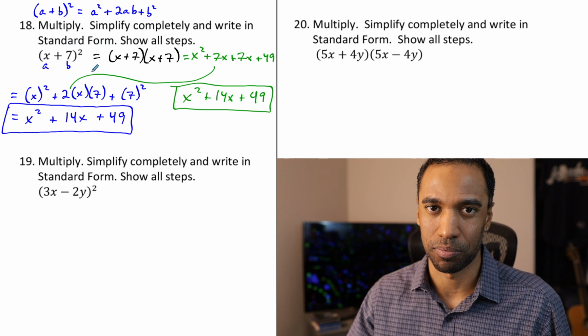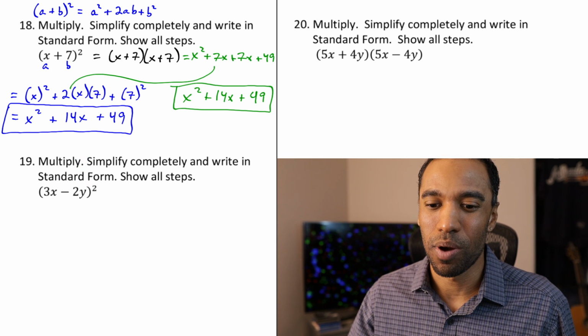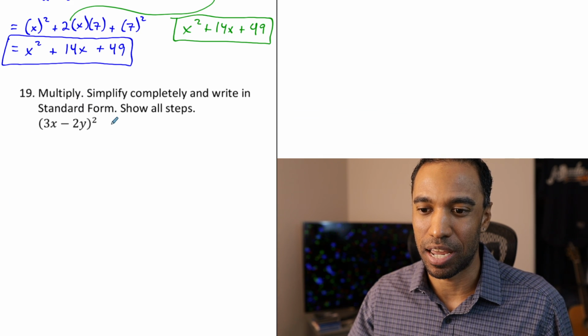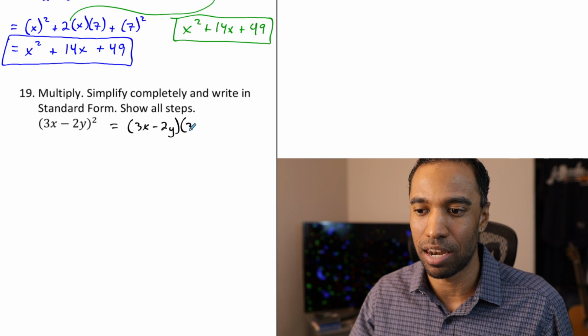Just do not distribute. Same thing here, guys. Do not distribute the square into there. Okay, so what could we do instead? We could expand on number 19 and write it as 3x minus 2y times 3x minus 2y. And of course, I will happily show you that end result afterward.